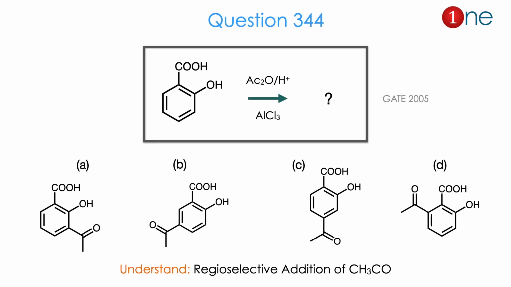Then let us look at the next question. The starting material is salicylic acid. You are reacting it with acetic anhydride under acidic conditions, and the catalyst is AlCl3. You have to find the products. The products have CH3CO attached to the ring, whether in the meta position, the other meta position, the para position, or the ortho position. So the question is about how the CH3CO reacts with the system and its crowding. From the salicylic acid and reagents, you might realize the question is really about regioselective addition of CH3CO. The answer is B. Let us see how.